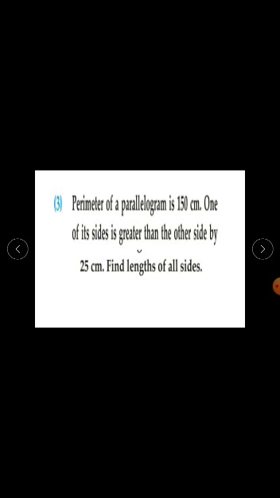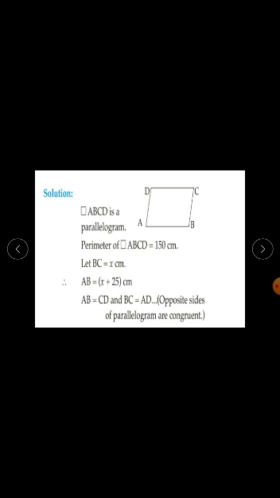Now question number 3. The perimeter of a parallelogram is 150 cm. One of its sides is greater than the other side by 25 cm. Find the lengths of all sides. Perimeter means the sum of the lengths of all sides. ABCD is a parallelogram and its perimeter is given as 150 cm.